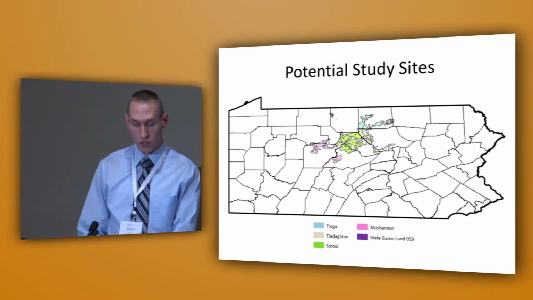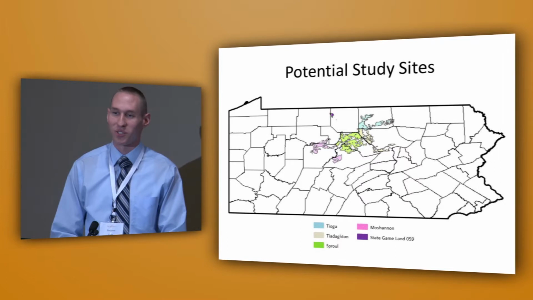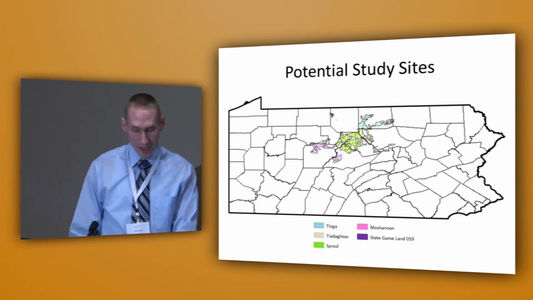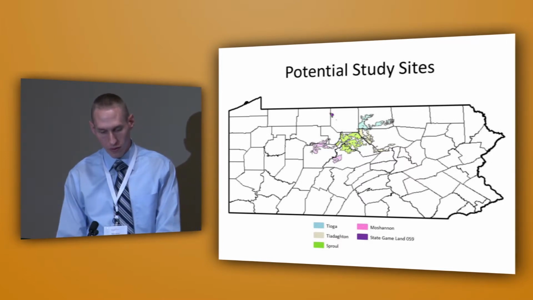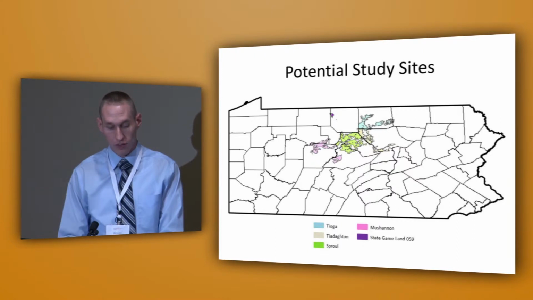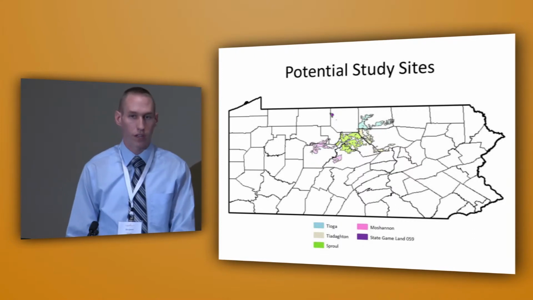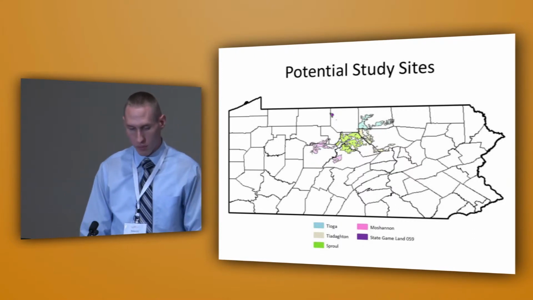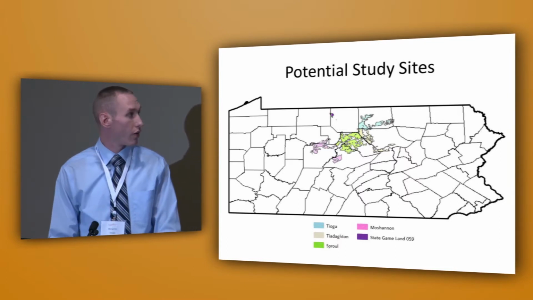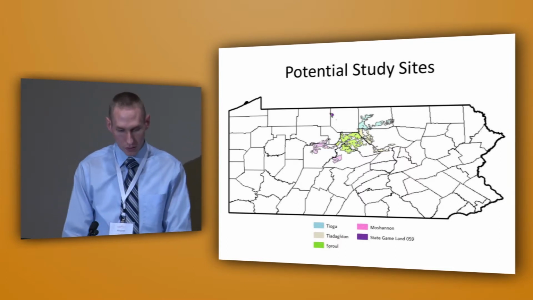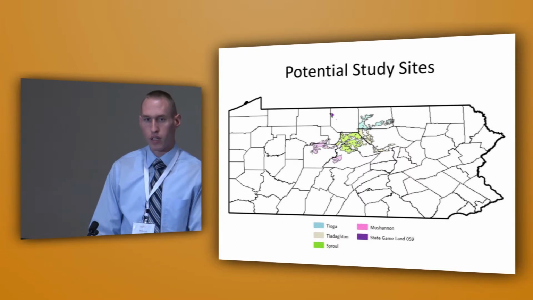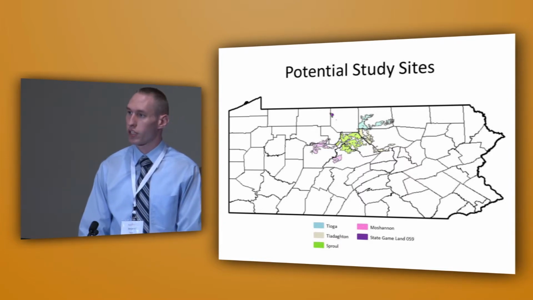They're all state forests, except for state game land 59. Anyway, state game land 59 had the least wells, and Tioga State Forest had the most wells. And so I was able to use select by location to find out that these were the top 5 public lands. So the next thing I needed to do was I needed to present this information to my boss.